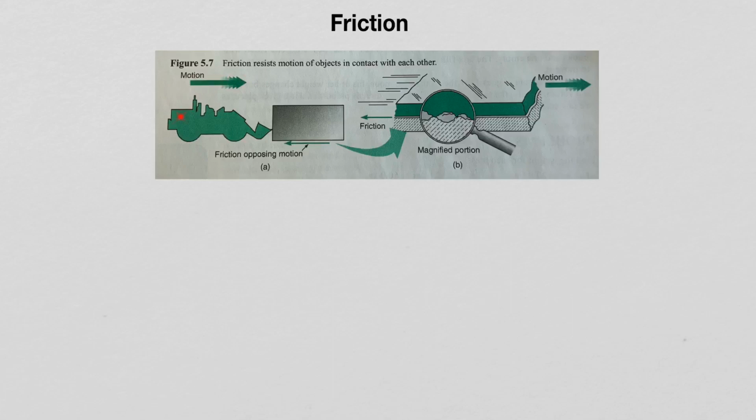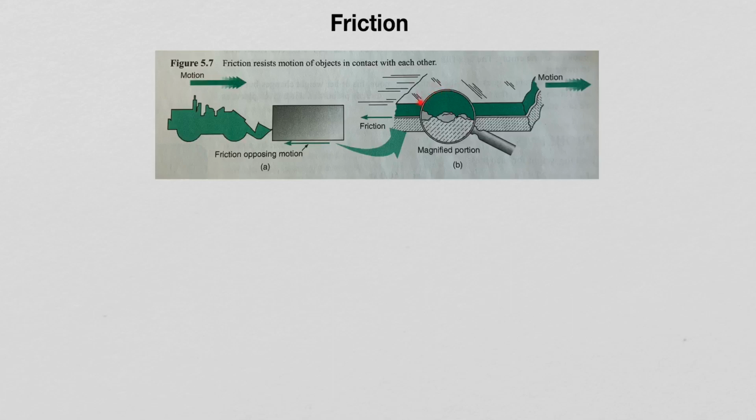So here in this example, this block is being pushed to the right, and so since it slides across a horizontal surface, a force of friction arises between the block and the surface, and the force of friction is directed to the left. It opposes the direction of motion. So the reason for the force of friction to arise is the surface irregularities between the two surfaces in contact.